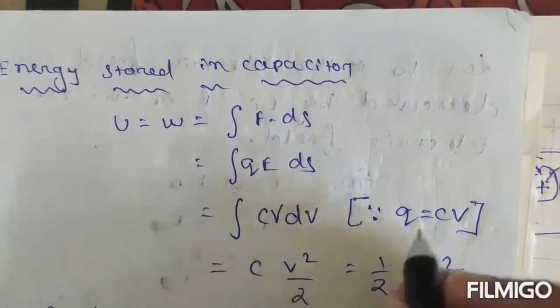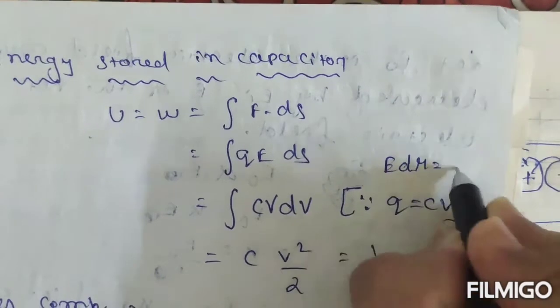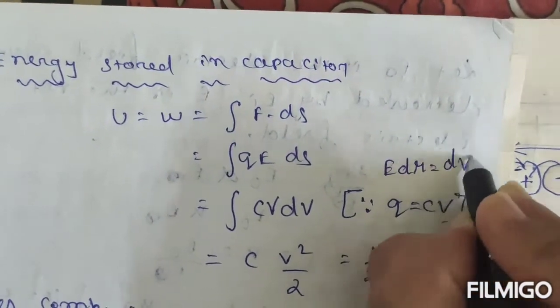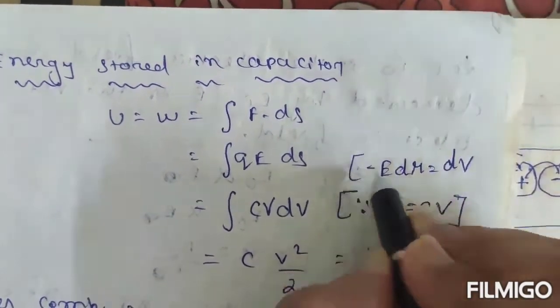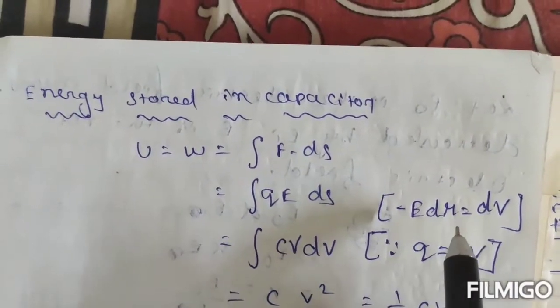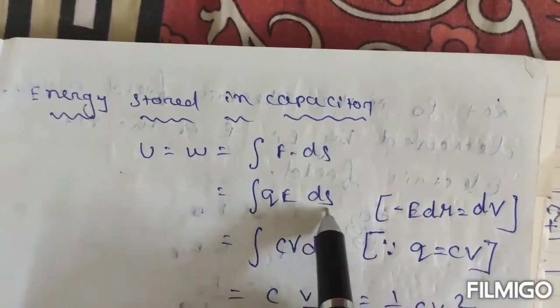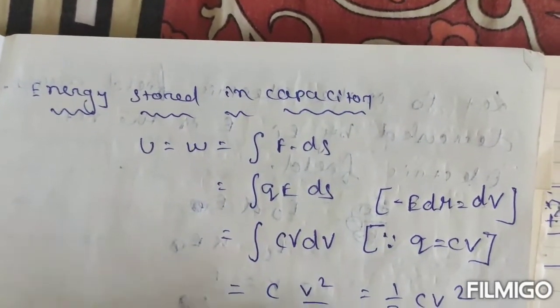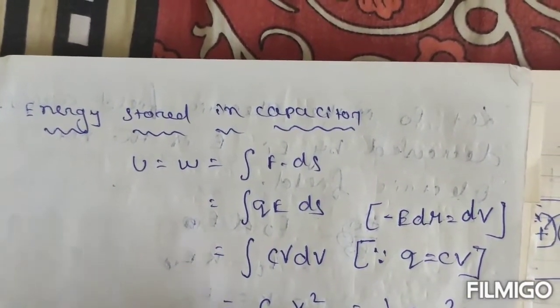E into ds is what? E into dr is dV, the potential difference. You have already derived this. Let us not take the minus, because we are considering the magnitude value only. So this is C into V, and instead of E into ds it will be dV, right? So C will be outside the integration.